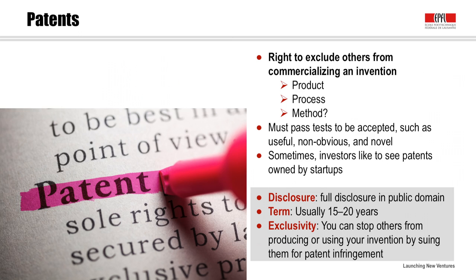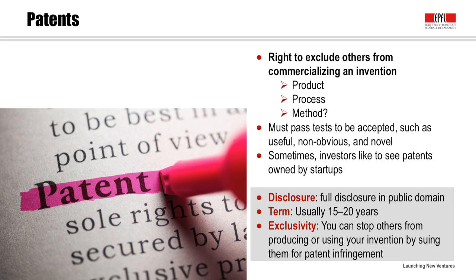Okay, let's talk about patents. A patent is the right to exclude others from commercializing an invention. It's something that's given, usually by law, and it could be a product innovation, could be a process in some countries, but not all. It could be a method. So how do you get a patent? You have to apply through whatever country you want the patent to hold in, or whatever jurisdiction you want it to be enforced in, and you have to pass tests.